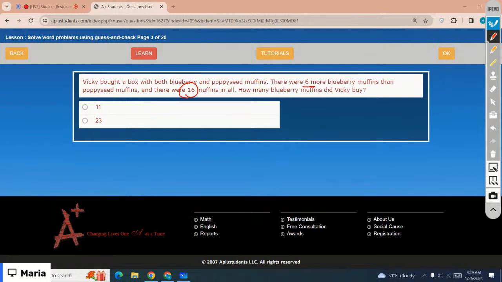That means the blueberry muffins are 11 and the poppy seed muffins are 5, because 11 plus 5 makes 16 and the blueberry muffins are 6 more, so 5 plus 6 is 11. Got it? The correct option is 11.